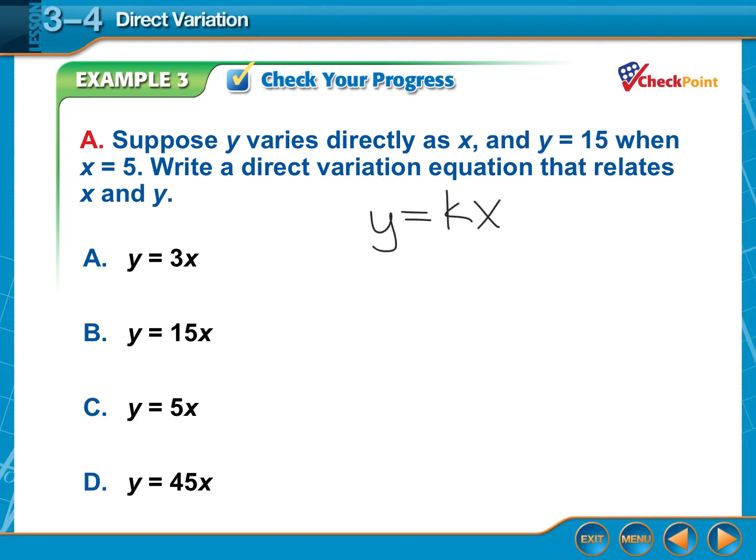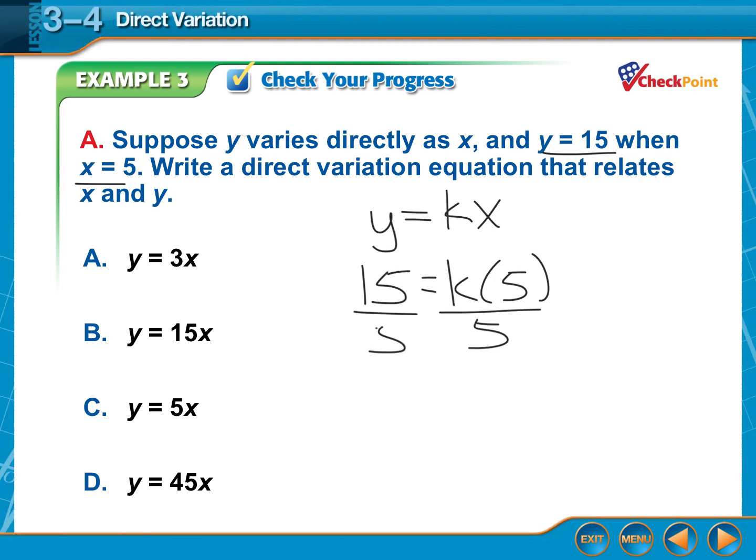Okay, so now we just plug in what we know. What do we know? Y equals 15, and do we know k? No, that's what we're looking for. X is 5. Okay, so we want to solve for k. How do we do that? Divide by 5. So we get k equals 3.